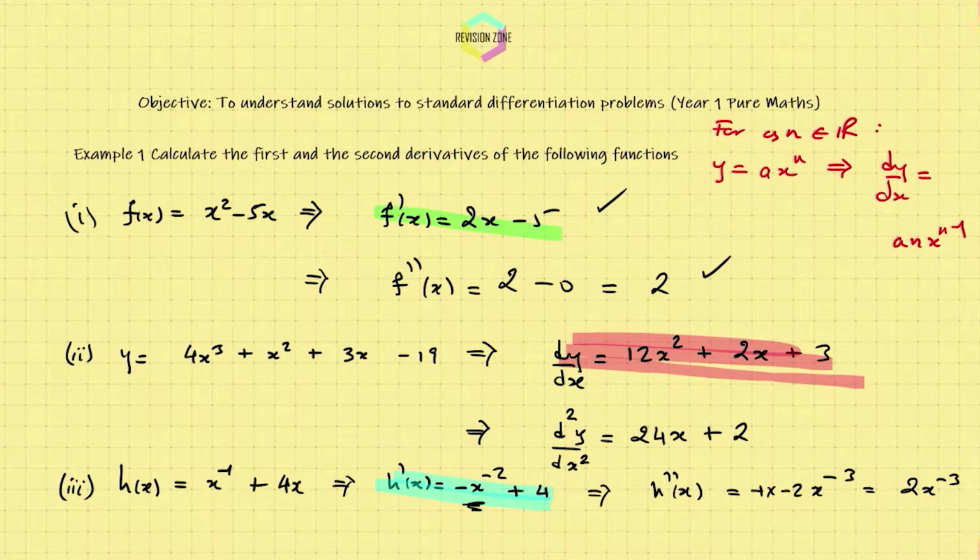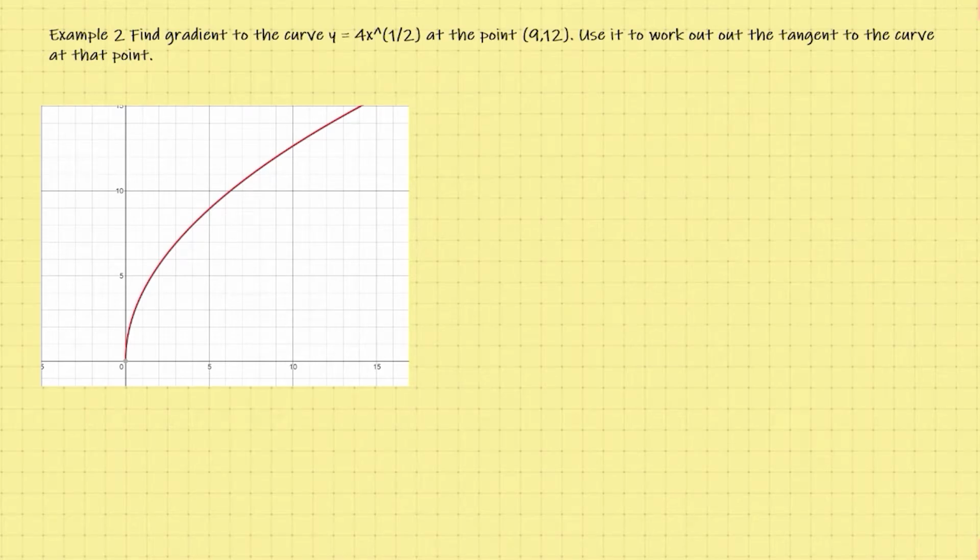Let's move on to the second example. This next example asks us to work out the gradient of the red curve at the point 9, 12, and then use that to calculate the equation of the tangent at the same point. Let's just have a go at this directly. So solution: the curve is y equals 4x to the half, and of course we work out the gradient by differentiating.